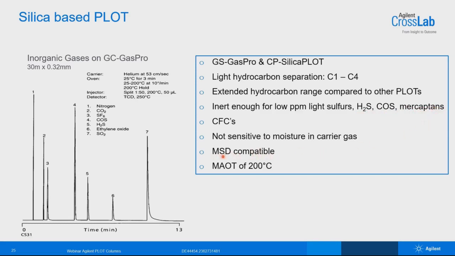They're also not sensitive to moisture in the carrier gas, which is definitely an advantage over alumina. This is the result of a monomolecular layer of water present on the silica surface already. And that layer of water is released above 200 degrees Celsius. This explains the maximum temperature of those silica-based columns.